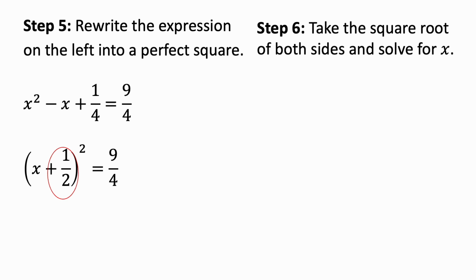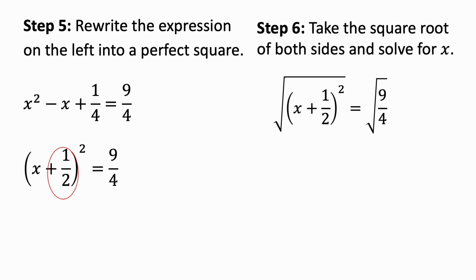Step 6. Take the square root of both sides and solve for x. Doing that, we get x plus a half equals plus or minus 3 over 2. So let us use the first value, 3 over 2, to find the first value of x.